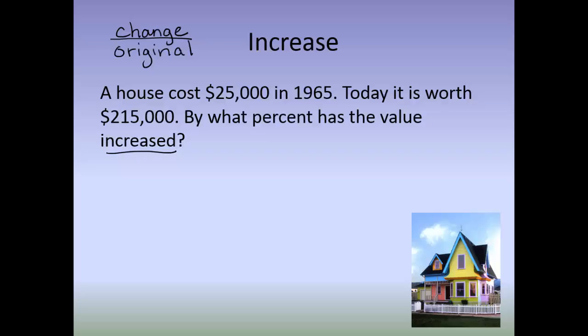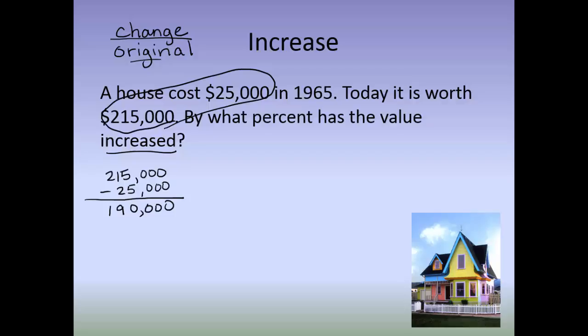Notice we don't divide by the larger amount or the smaller amount, it's always the original amount because we want to compare to the historical change since the original amount. By change, what I mean is let's subtract these two numbers and find out how much change has occurred in dollars. So over time since 1965, this house has increased in value $190,000. But that's not the percent change. That's the change. So we found this amount out. Now what we do is take that amount and divide it by the original amount.